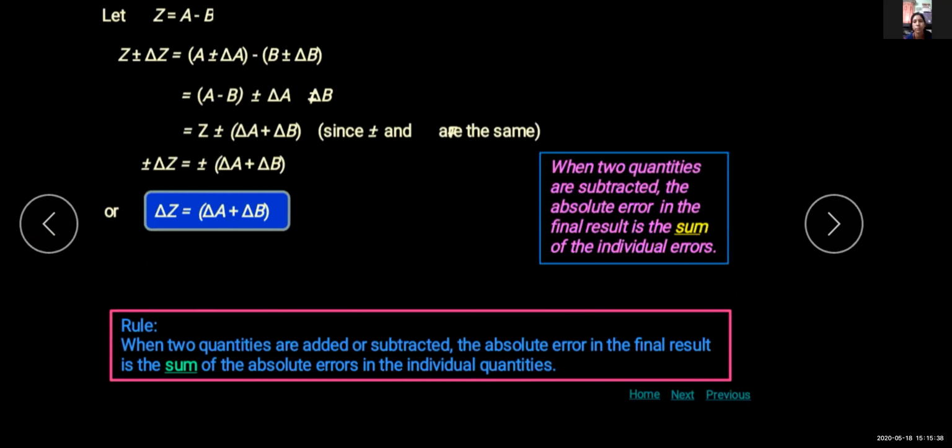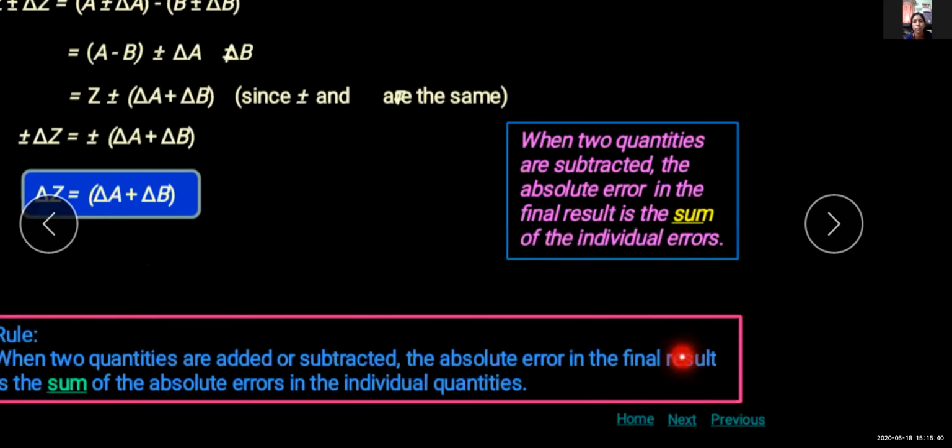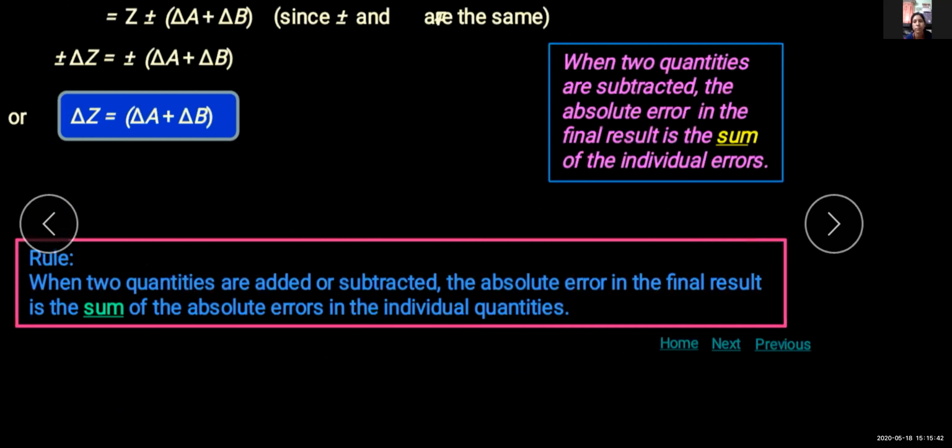Rule: when two quantities are added or subtracted, the absolute error in the final result is the sum of the absolute errors in the individual quantities. I hope this is clear to you. When two quantities are added or subtracted, their absolute error will be the sum of absolute errors in the individual quantities. Okay.